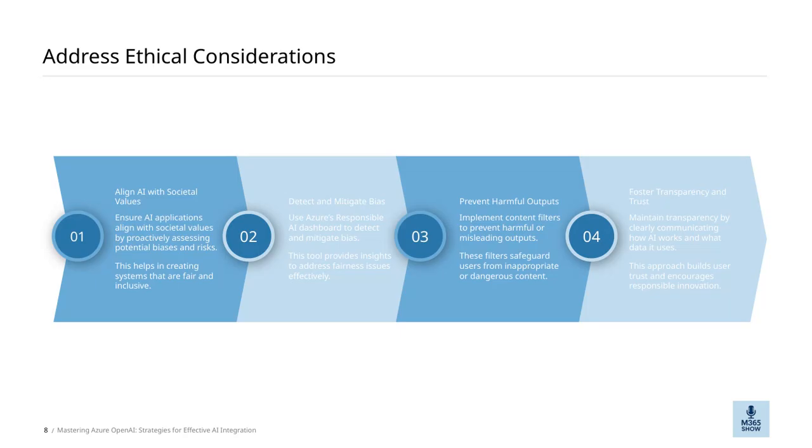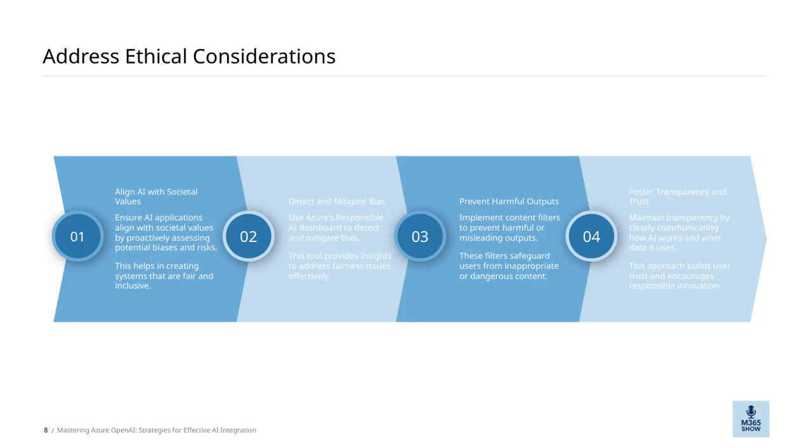Let's talk about addressing ethical considerations when integrating AI. First, it's essential to ensure that our AI applications align with societal values. This means proactively assessing potential biases and risks early on. By doing so, we can create systems that are fair and inclusive for everyone. One of the tools we can use is Azure's Responsible AI dashboard, which helps us detect and mitigate bias effectively. It provides valuable insights, making it easier to address fairness issues head-on.